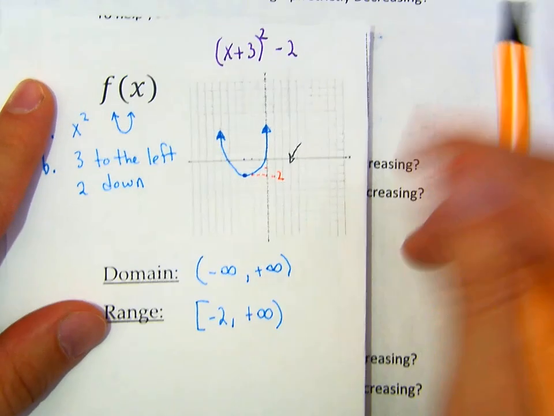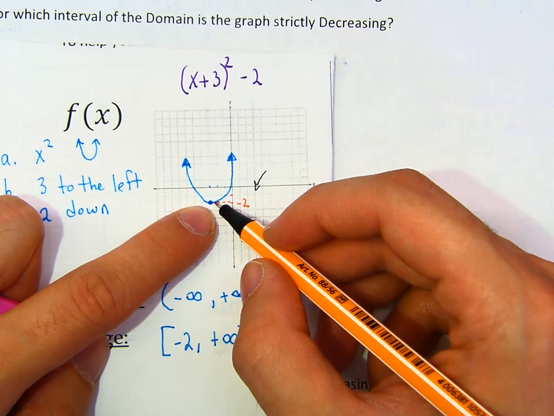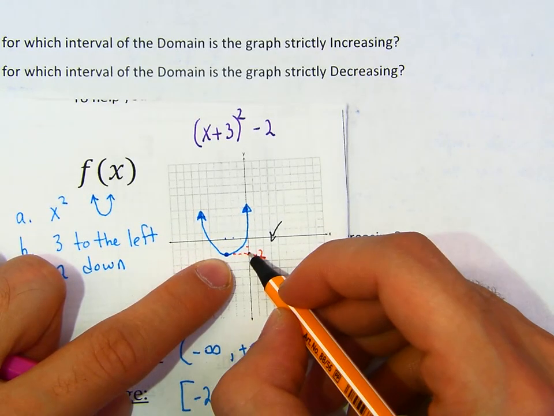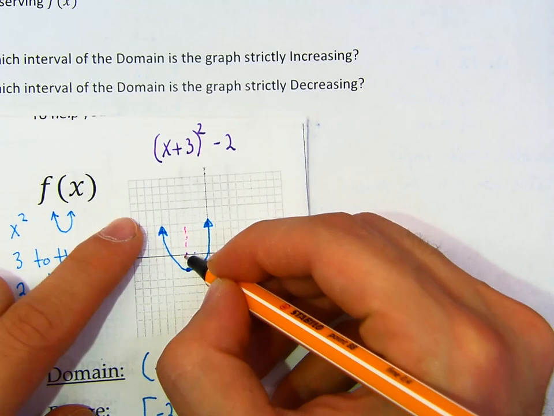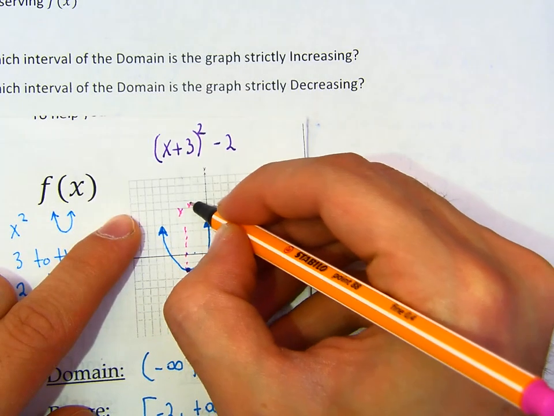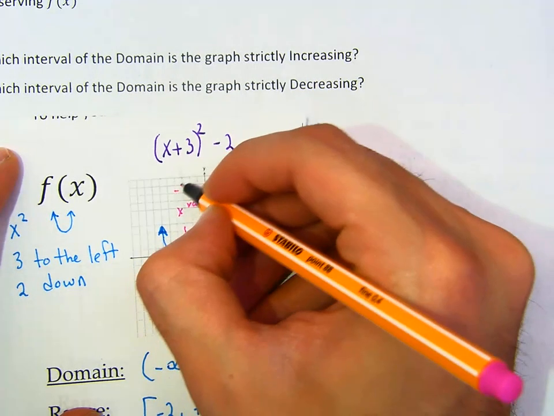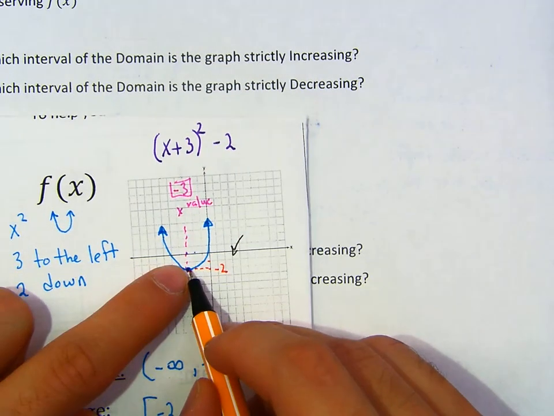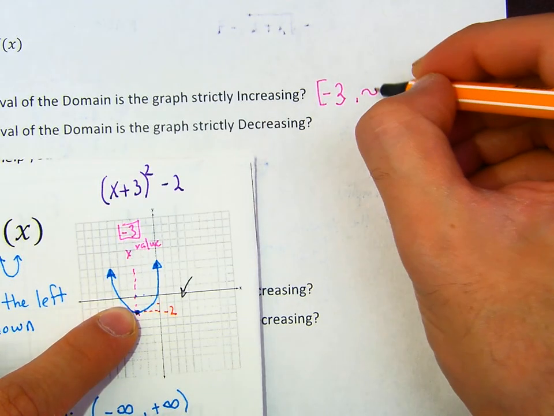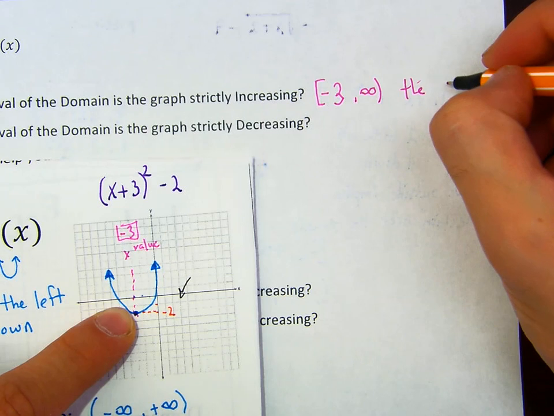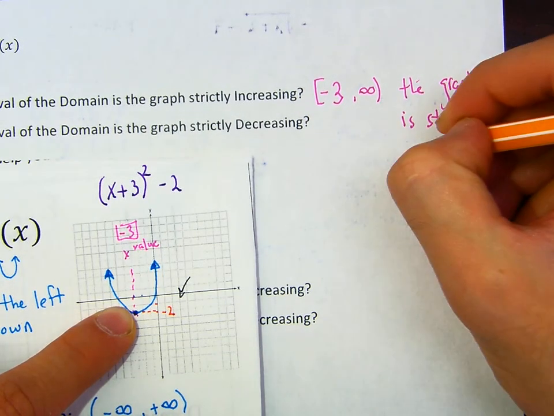So then what we write over here is, how would you show that in interval notation? How do you show that only from here to here it's increasing? And the idea is, notice that what is this x value over here? The x value over here is -3. So you see, from -3 to positive infinity, the graph is strictly increasing.